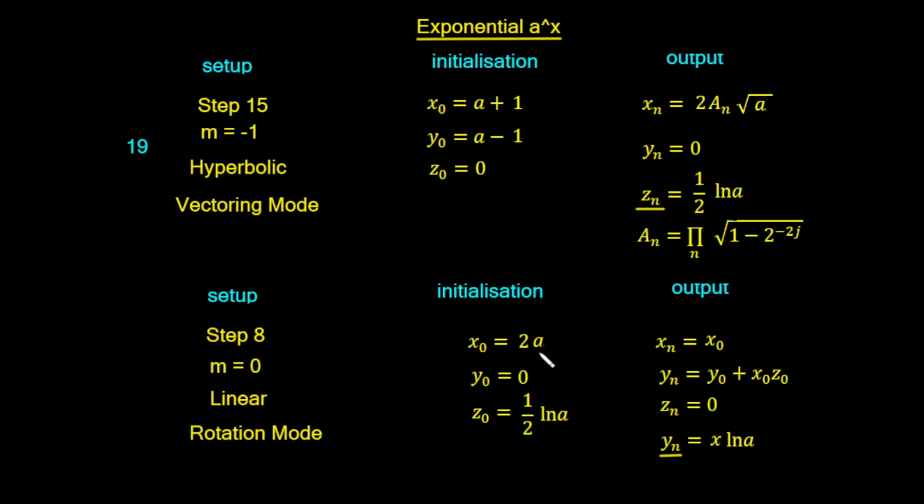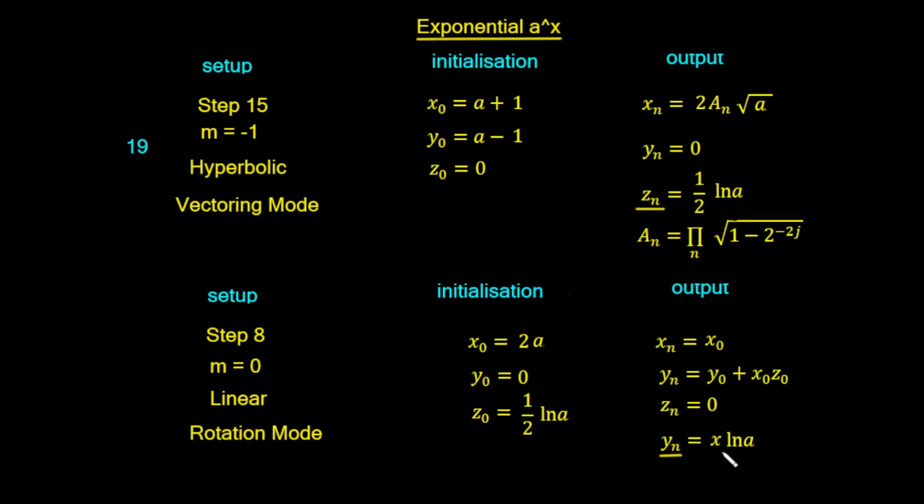We put a value in for our x naught, which is twice the value of a. Now again, this is a different a from this value here. This is a new choice of our value a. And the value y naught is 0, and the output from the previous stage here is a half ln a, so z naught is equal to half ln a. This is going to give us the multiplication x naught z naught, which is going to be the multiplication of x times ln a.